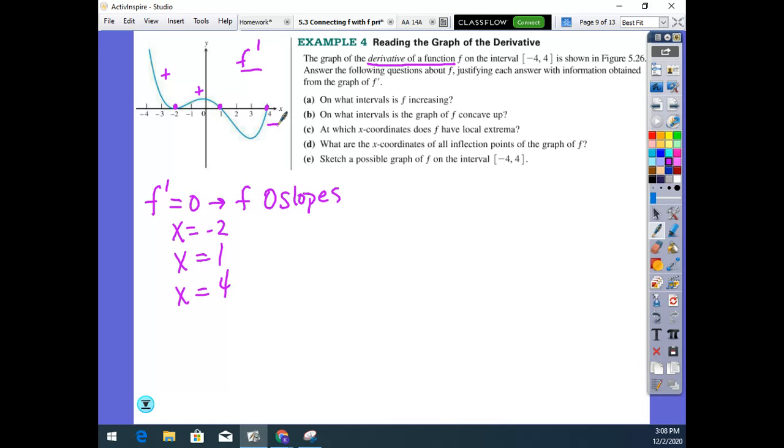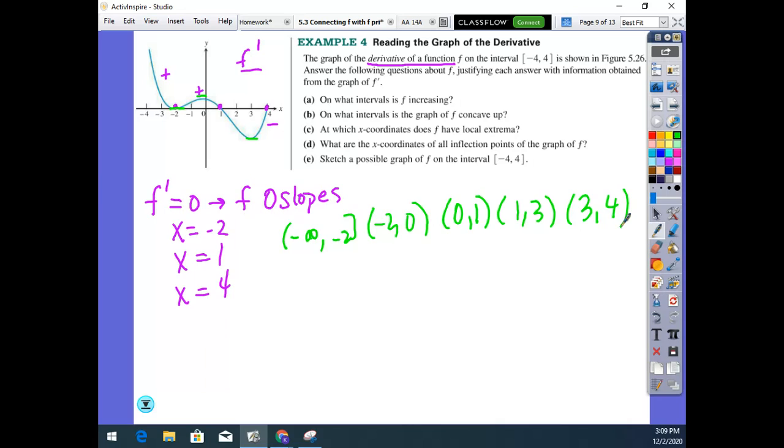So first of all, let me change my color. We're going to look at from negative infinity to negative 2. And then we got negative 2. Oops, that's a 0. Oh, you know what? Let's also consider where we have 0 slopes. I'll put that in. And then 0 to 1, 1 to 3, and 3 to 4. So let's talk about both the first derivative and the second derivative and how it affects f.